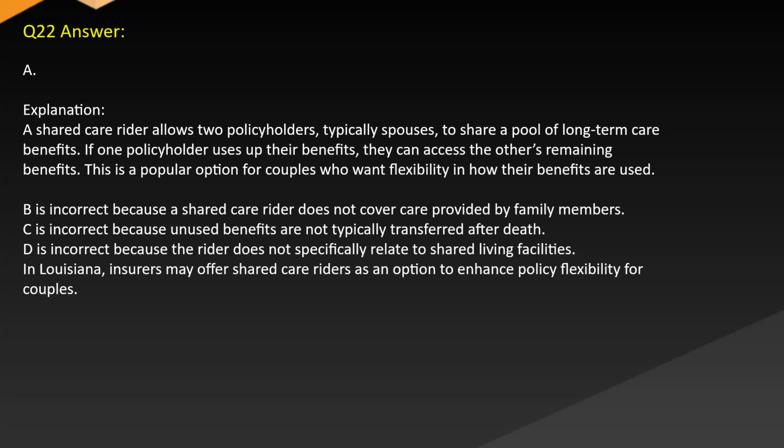B is incorrect because a shared care rider does not cover care provided by family members. C is incorrect because unused benefits are not typically transferred after death. D is incorrect because the rider does not specifically relate to shared living facilities. In Louisiana, insurers may offer shared care riders as an option to enhance policy flexibility for couples.